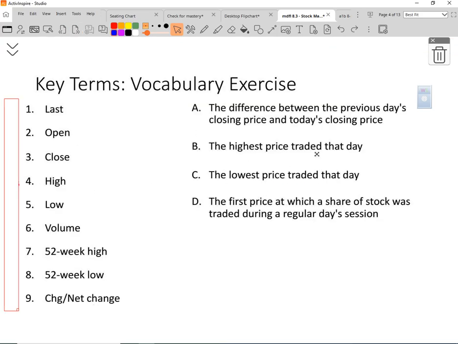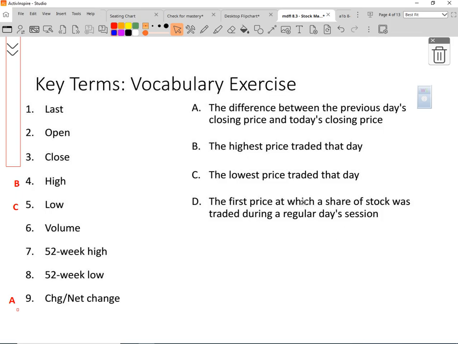9 terms, but only 4 definitions here. The difference between the previous day's closing price and today's closing price would be the net change. The high price traded that day, the low price traded that day. We have 2 highs and 2 lows. This one is a 52-week high, so that's not in one day. Makes sense, right? So it's the high and low, so B and C.